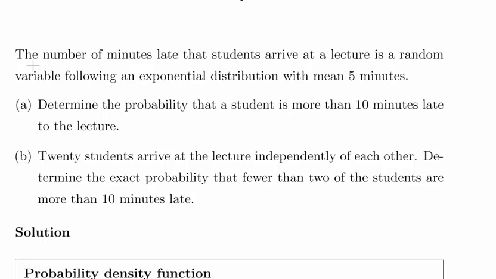Okay, in this presentation we are going to look at an exponential distribution worked example. There's a little bit about the binomial distribution in this as well. The number of minutes late that students arrive at a lecture is a random variable following an exponential distribution with mean of 5 minutes.